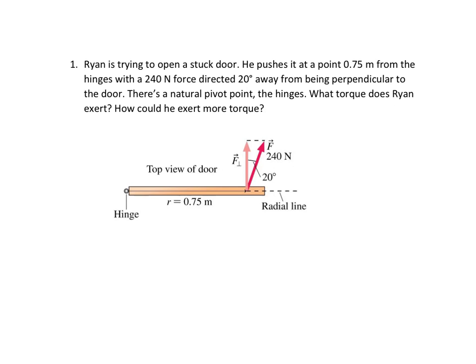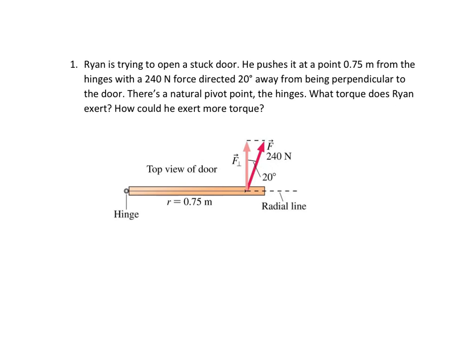Ryan is trying to open a stuck door. He pushes it at a point 0.75 meters from the hinges with a 240 Newton force directed 20 degrees away from being perpendicular to the door. I know that's a little wordy. There's a natural pivot point, which is the hinges of the door, and we want to know, A, what torque does Ryan exert, and B, how could he exert more torque?